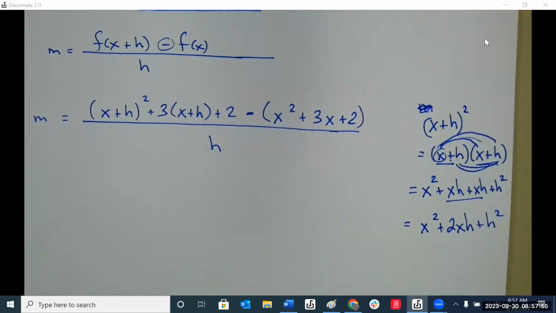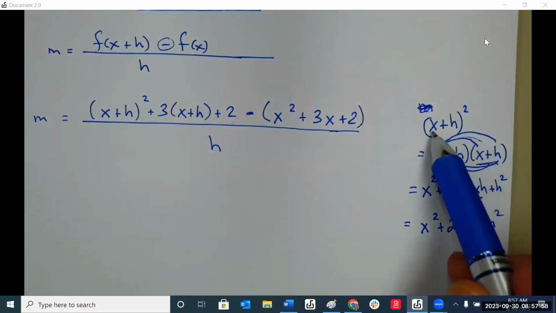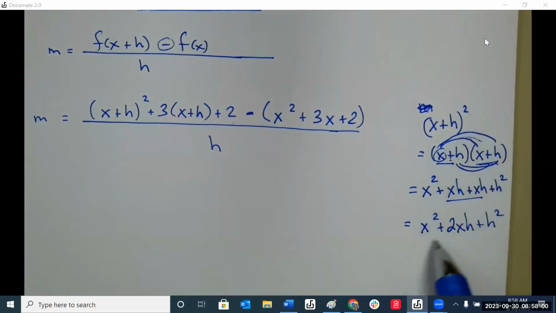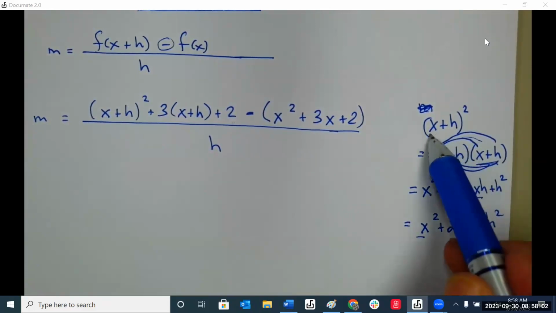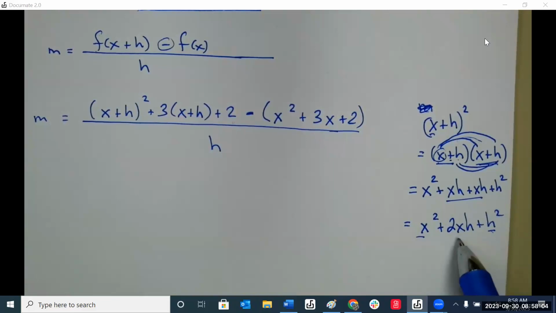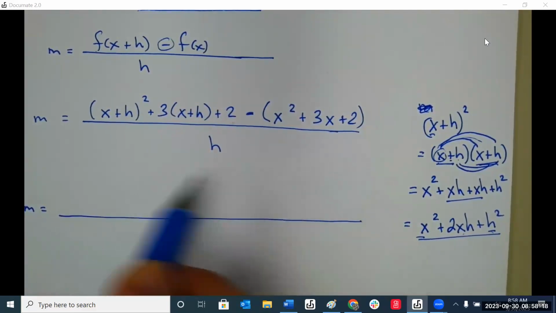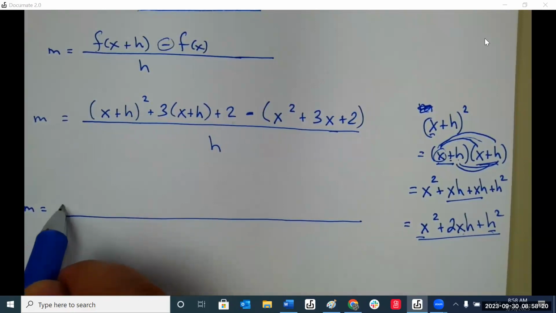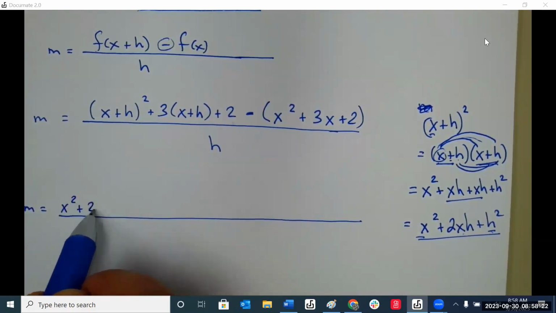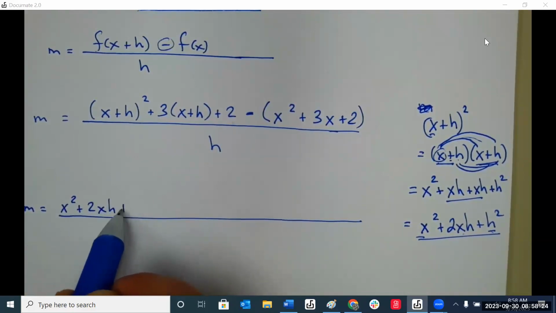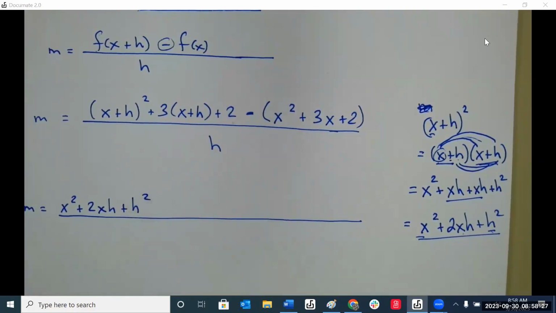And it's always going to be the case. Whenever you have something plus something squared, it's always going to be the first term squared and the last term squared. And the middle is 2 times both of those. So now, this is what goes in this first spot. So x plus h squared becomes x squared plus 2xh plus h squared.